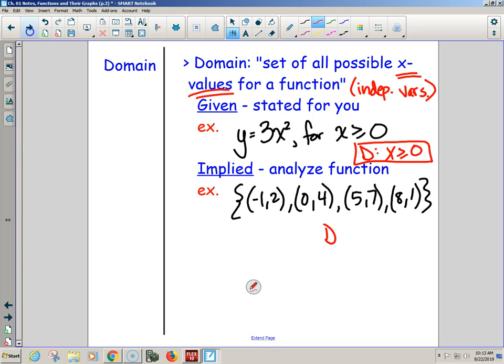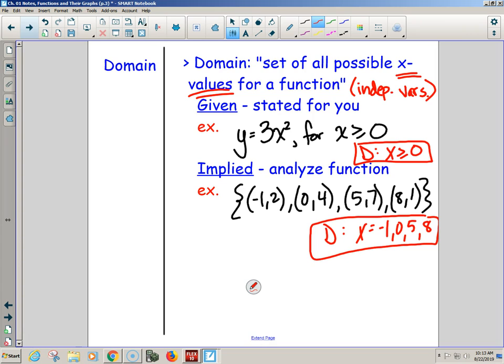But what would the domain be? Wait, is this a function? That's awkward. It's a numerically given function. But yes, it's a function because every x is paired with one and only one y. Okay, so it's a function, but what's my domain? Analyze it. You have to draw it. It's only these 4 points. It's not allowed to be connected. It's not everything in between. It's literally just 4 points. That's it.